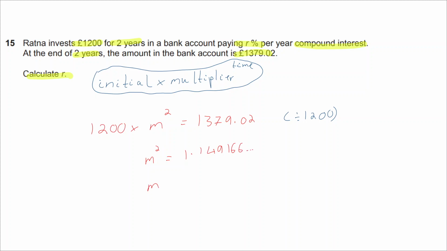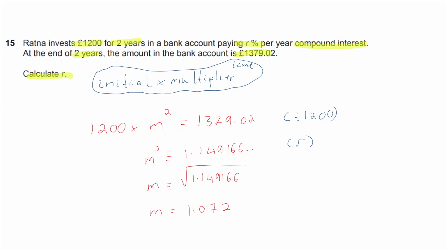To get m now, you want to square root both sides to get rid of the square up here, because these are inverse. So m is going to be equal to the square root of this here, 1.149166. So m is going to be equal to the root of this, which gives you 1.07. Let's just go for 1.072 if I round it.